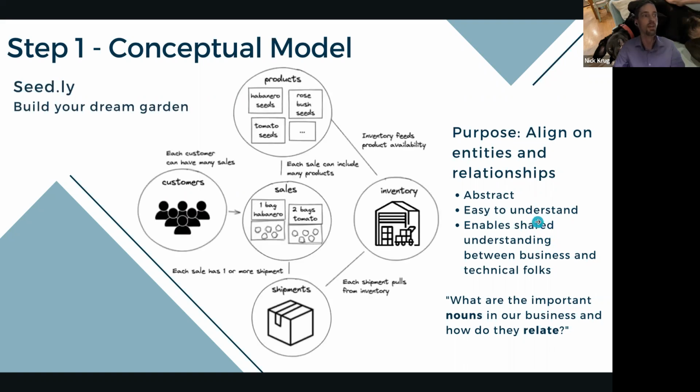So we're going to start with Seedly, a standard e-commerce shop that focuses on gardening supplies for hobbyists. So what are the nouns we care about? We care about our customers. And we notice that customers can relate to sales in that one customer can have many sales. Each sale can include many different products, and each sale is also going to have one or more shipments. So you can see how we're defining our nouns and describing the relationships between them.